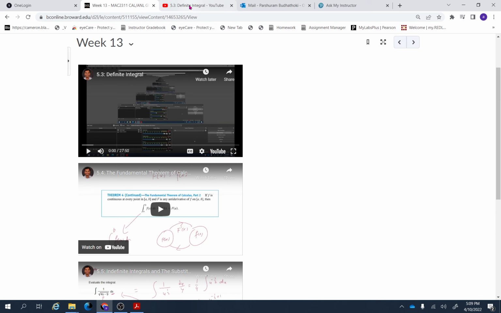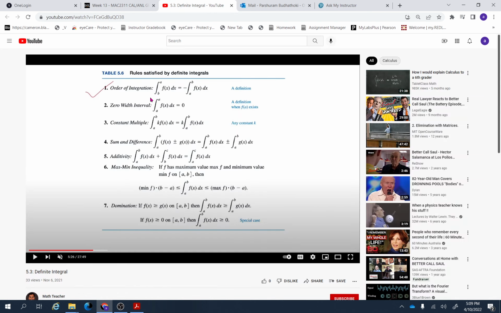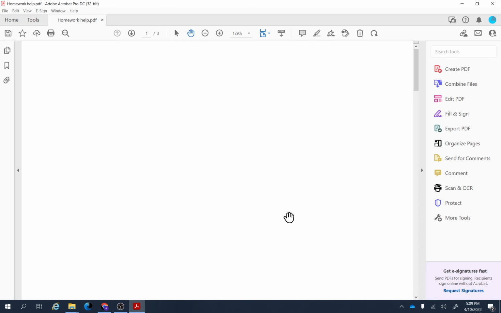And in this property, as you can see, the integration of function f of x from b to a can also be written as the negative of the integration of the same function from a to b. So when you change the limits of integration, you just have to put a negative sign in front of it.